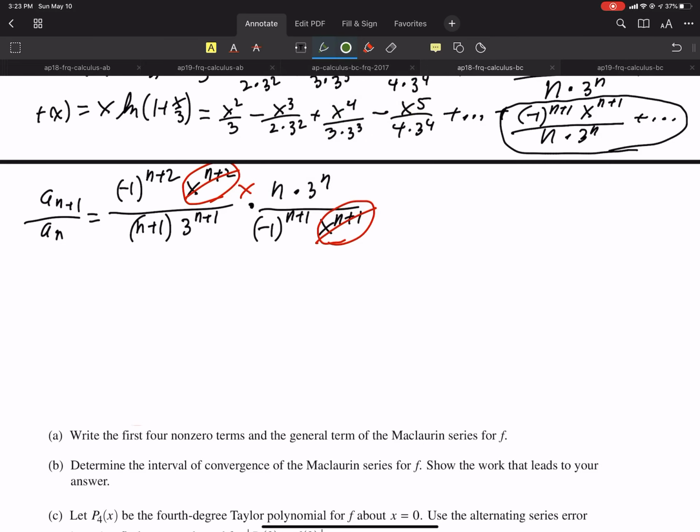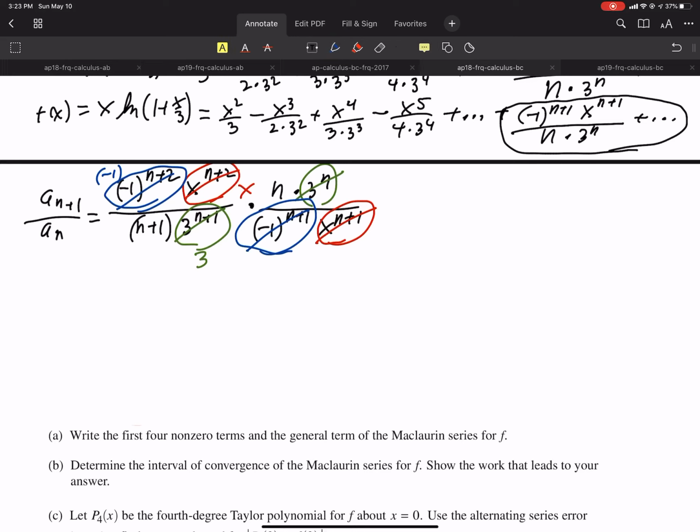Then my 3 to the n's here and here, the bottom has 1 extra 3. So when you cancel those, you're left with a 3. Then we're going to look at the negative 1 to the powers. If you look at the top has n plus 2 of them, the bottom has n plus 1. So the top has an extra 1. So I got a negative 1. And so this simplifies all to negative 1 times x to the n all over n plus 1 times 3.